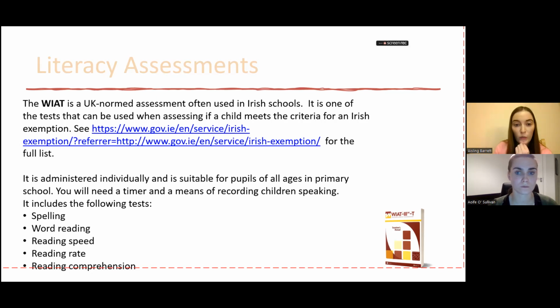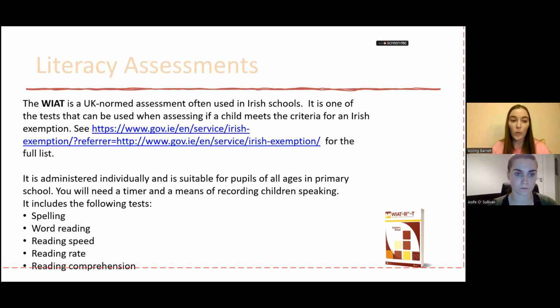Now, generally, I just use my phone. And you'll need something to record the child speaking. Again, maybe look at the policy in your school. We just use our phones and then delete the recording afterwards, because you need to be able to listen back to the children speaking when you are correcting it yourself afterwards.